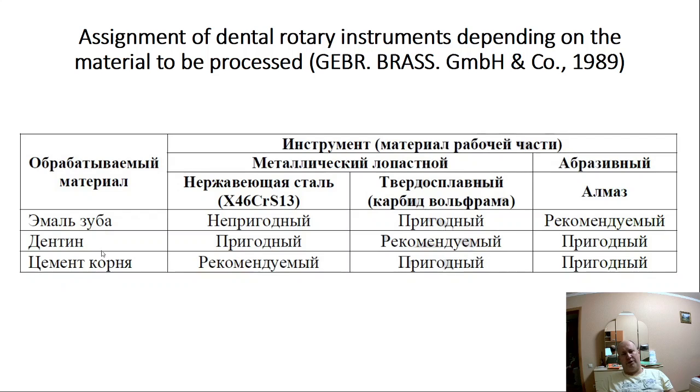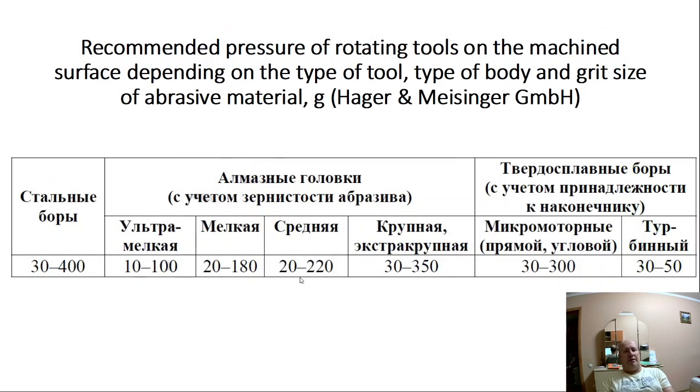And for cementum, you can use diamond solid, or the steel boards would be the best. Recommended pressure of rotating tools on the machine surface depends on the type of tool, type of body, and grit size of abrasive material. Because also they're very different.